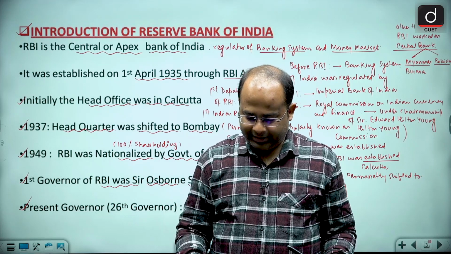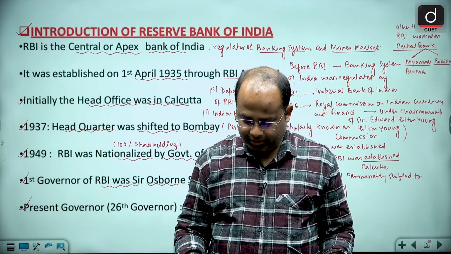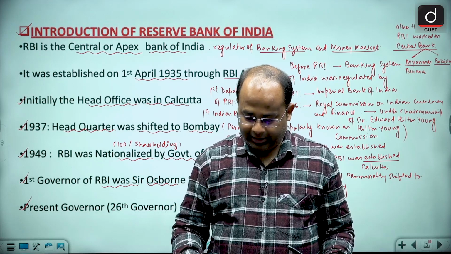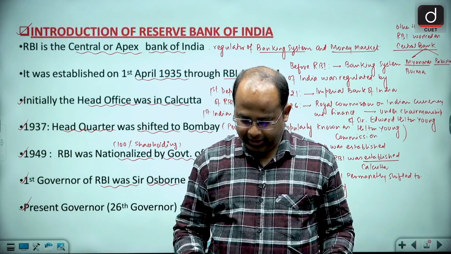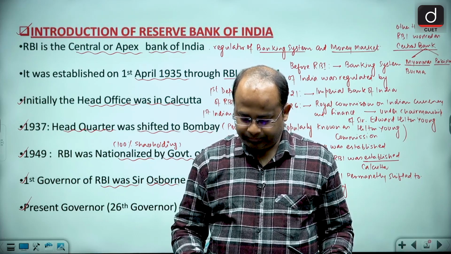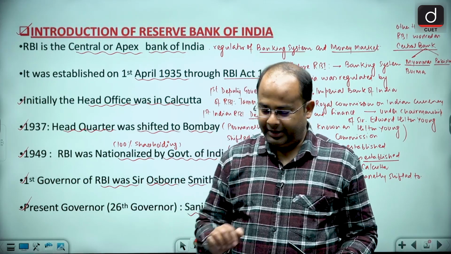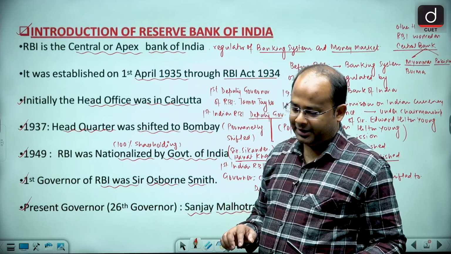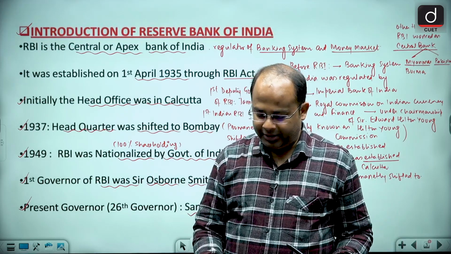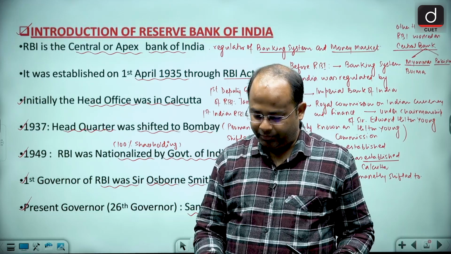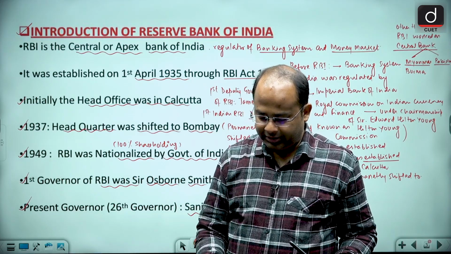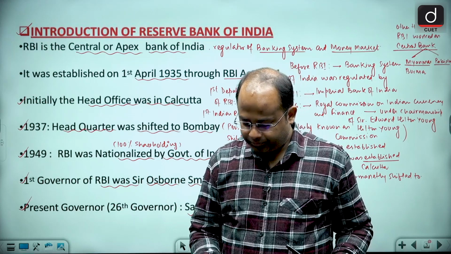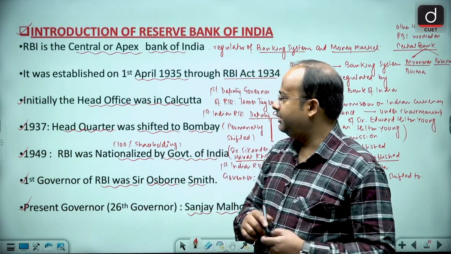Now guys, first of all, let's discuss some important pointers about the RBI governor. First of all, who was the RBI governor when India became independent? At that point of time, the RBI governor was Chintaman Dwarkanath Deshmukh. He was the RBI governor when India became independent.